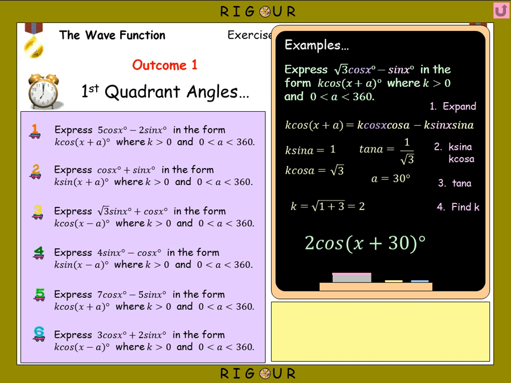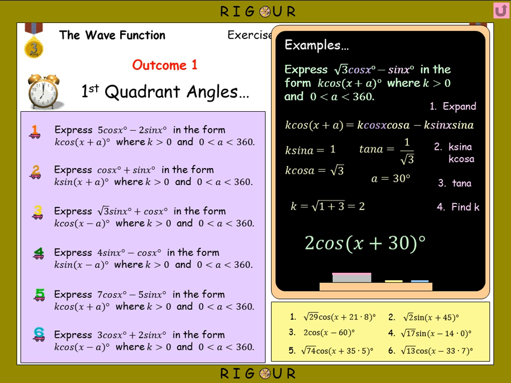Okay, you've unpaused the video, let's go over some answers. Number 1 is root 29 cos x plus 21.8 degrees. Number 2 is root 2 sin x plus 45 degrees. Number 3 is 2 cos x minus 60 degrees. Number 4 is root 17 sin x minus 14.0 degrees. Number 5, root 74 cos x plus 35.5 degrees. And number 6, root 13 cos x minus 33.7 degrees. And obviously you're not going to be penalised for rounding there.